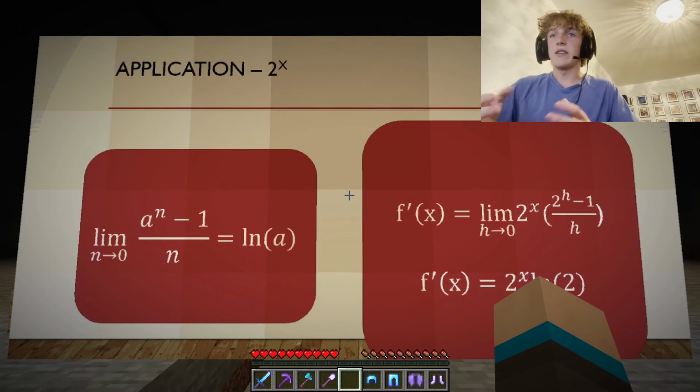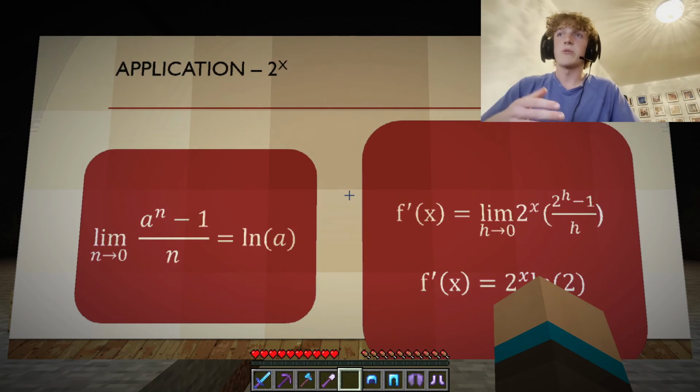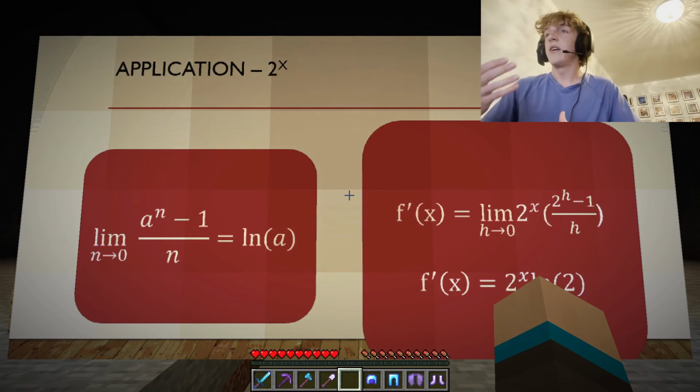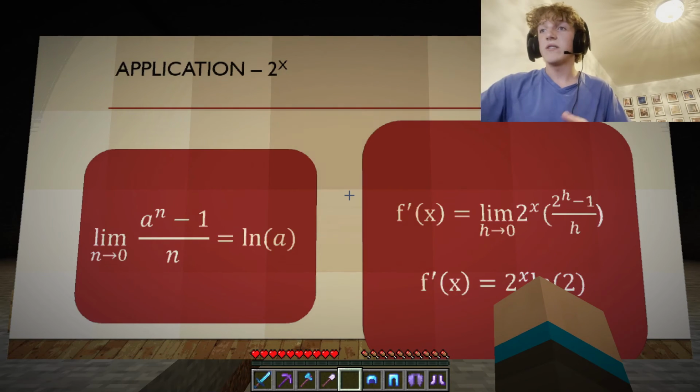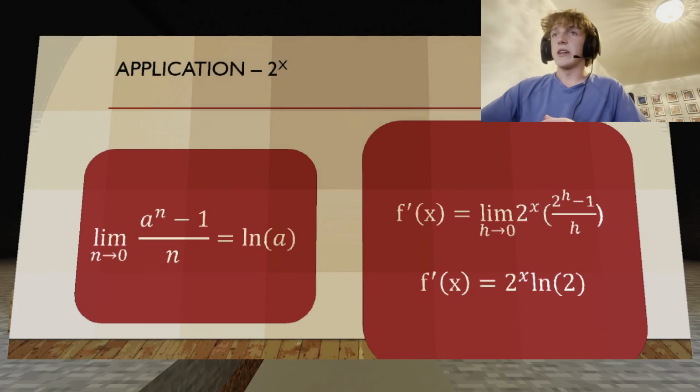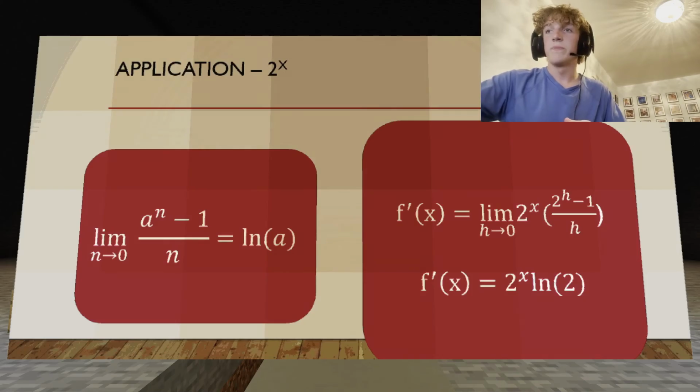It is known that as a given variable approaches 0, a constant raised to that variable minus 1 all over that variable will approach the natural log of the constant, and therefore by removing 2 to the x from the fraction, we can use this equation to substitute in the natural log of 2 as the second factor. Therefore, the derivative of 2 to the x is 2 to the x times the natural log of 2.